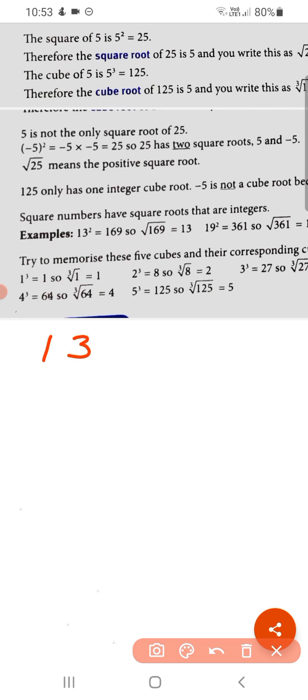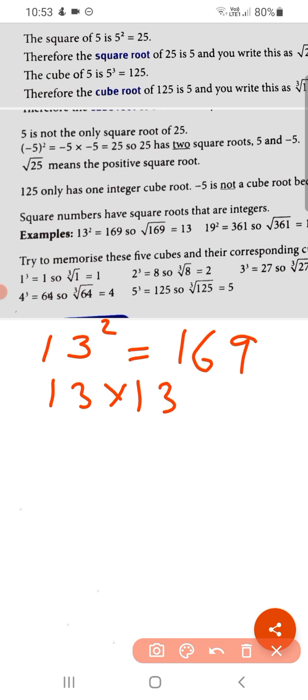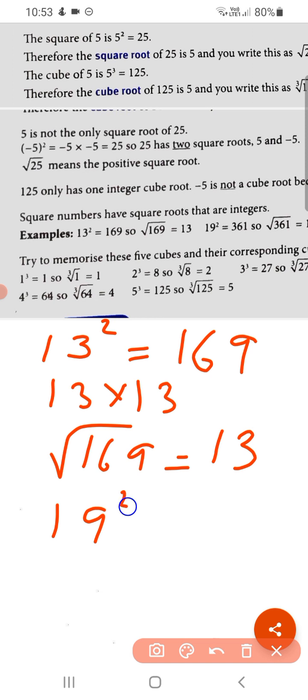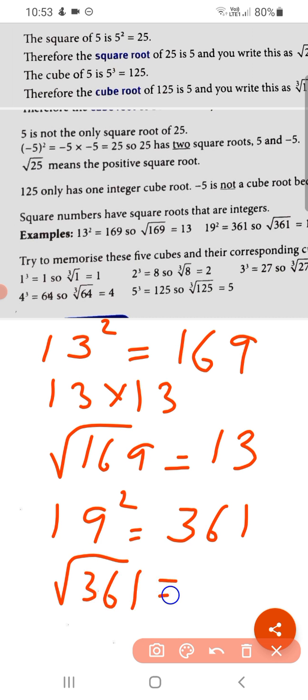13 squared is equal to 169. 13 squared means 13 times 13, not 13 times 2. 13 times 13 is 169. So we can say that the square root of 169 is 13. Similarly, 19 squared is equal to 361. So what is the square root of 361? Which is 19.